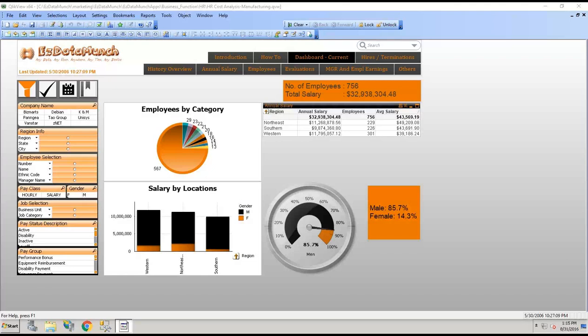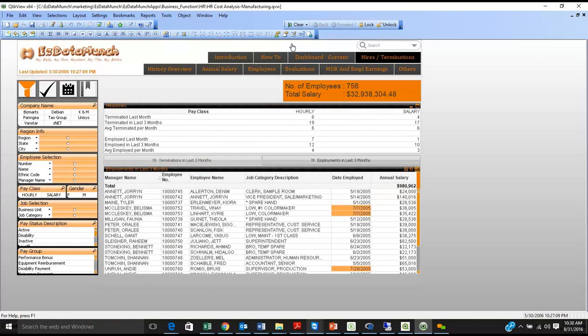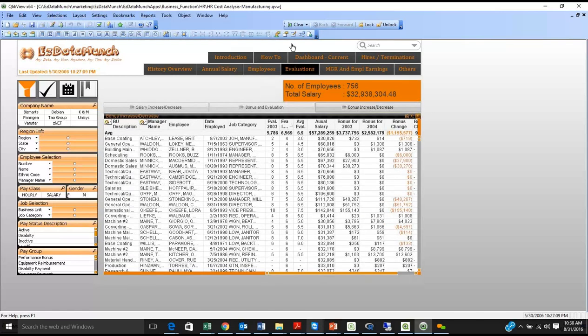So this also gives you a very good way of looking at where your cost centers are. You're looking at, okay, number of terminations by salary or hourly class, on which employees, when they're employed, what the annual salary structure is and things like that. You can also look at evaluations of your employees, how they have progressed in terms of whatever evaluation structure you may have, how much bonus or incentives or commission you might have given to them in the past.